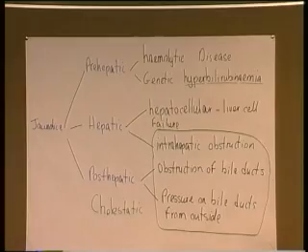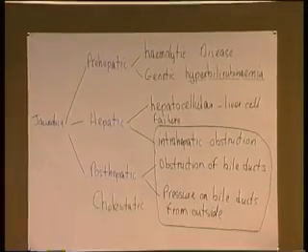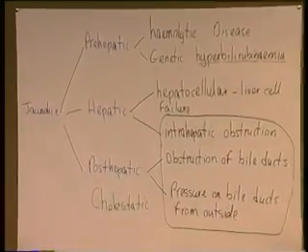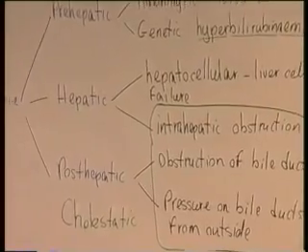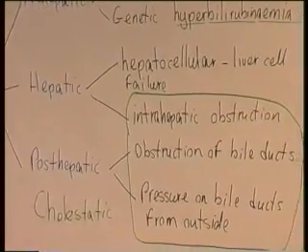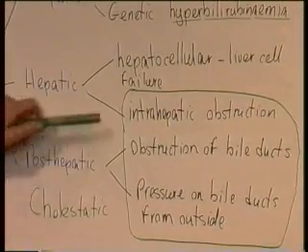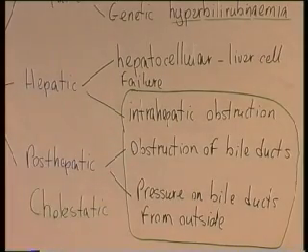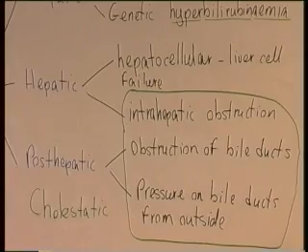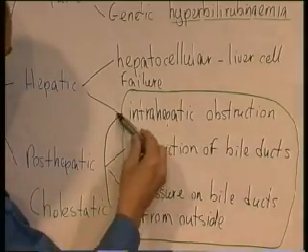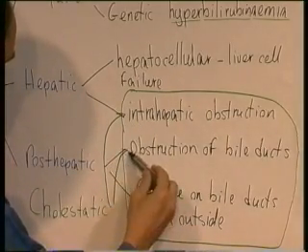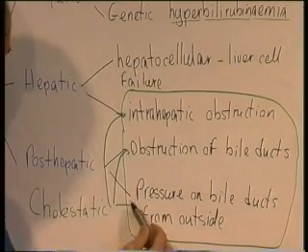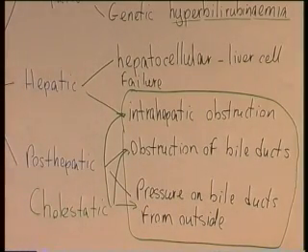Cholestatic. So cholestatic jaundice is where the bile is produced, but for some reason there's an obstruction. The obstruction may be in the liver, may be in the bile ducts, or due to pressure from outside the bile ducts. So the three types of cholestatic jaundice. So cholestatic jaundice may be hepatic if it's due to obstruction, or more commonly it would be posthepatic.